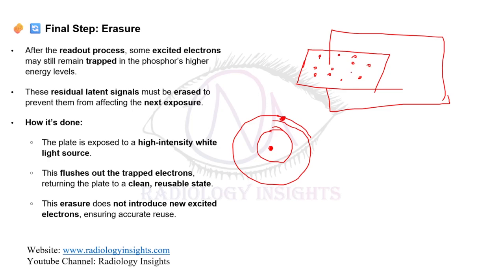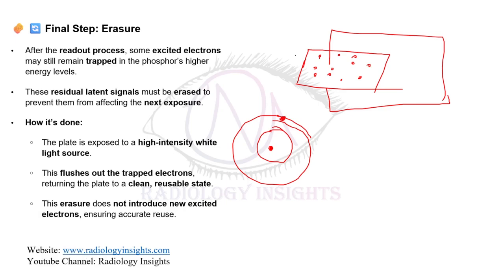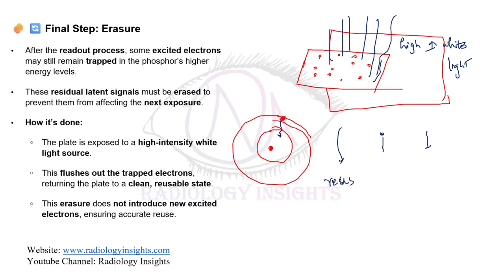So as a result, to remove this, the cassette is exposed to a white light. This white light is of high intensity. When this is exposed to a high intensity white light, this will flush all the trapped electrons. All the trapped electrons will come back to their original state, and thus this will erase the information present in the cassette, and thus it can be reused again for the next film.